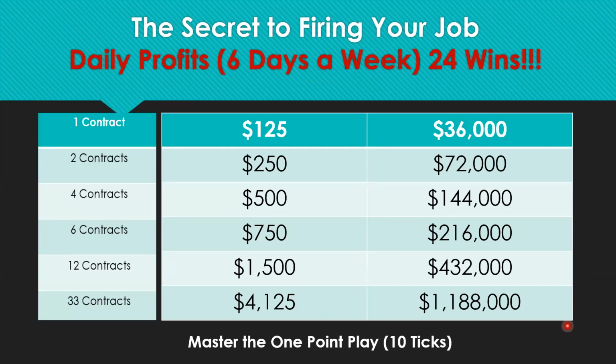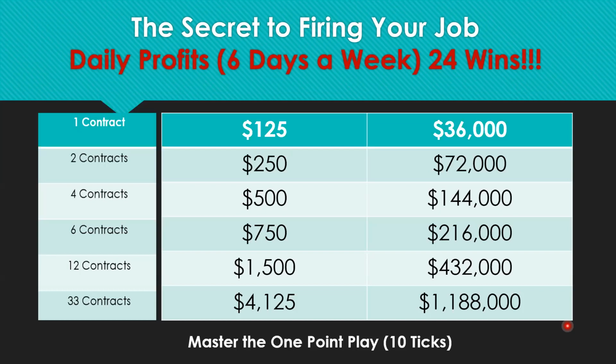Okay. Now, if you can get good at 10 ticks, if you trade one contract and you get 10 ticks, you guys, you'll make $125 a day. $125 a day. And if you did it 6 days a week, you'll make $36,000 for the year. If you're trading 2 contracts and you master 10 ticks, you'll make $72,000 a year.